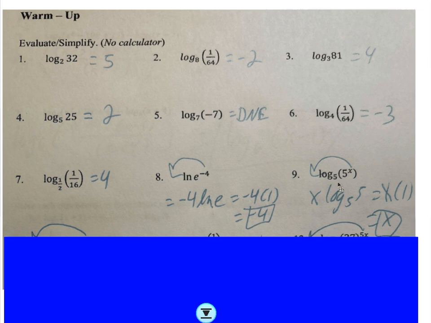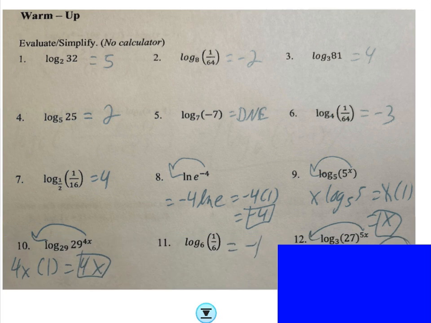Same exact thing here. You move the x to the front by expanding. Log base 5 of 5 is 1. x times 1 is x. Remember, for numbers 8 and 9, when the base of the logarithm and the base of the exponential are the same thing, you can just cancel them. So you could just cancel the ln and e because they're inverses and your answer is negative 4. Cancel the log base 5 and 5, so your answer is x. That's another way to do it, but I think it can be easier to just think about it as expanding because we're familiar with that.